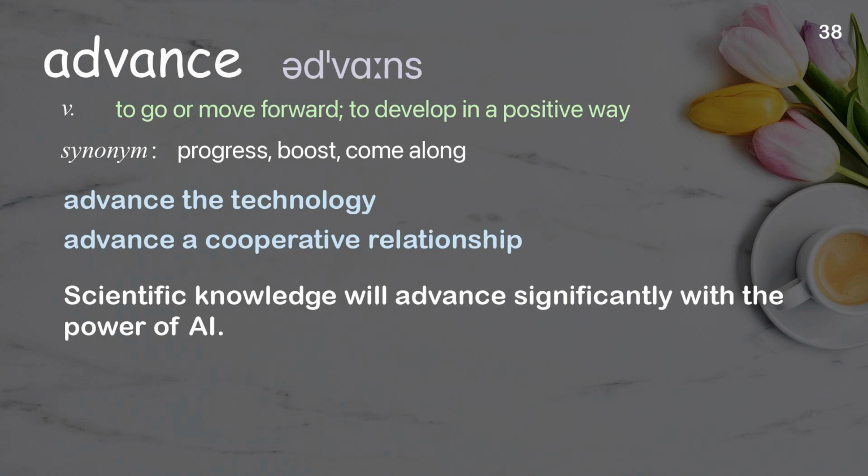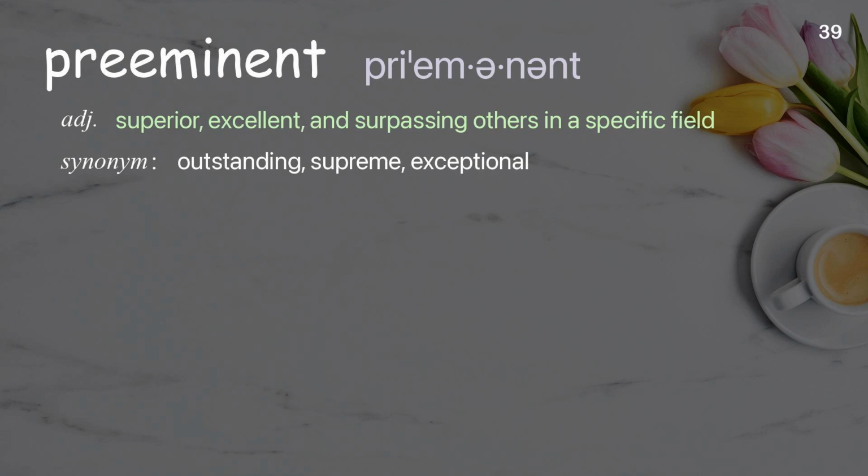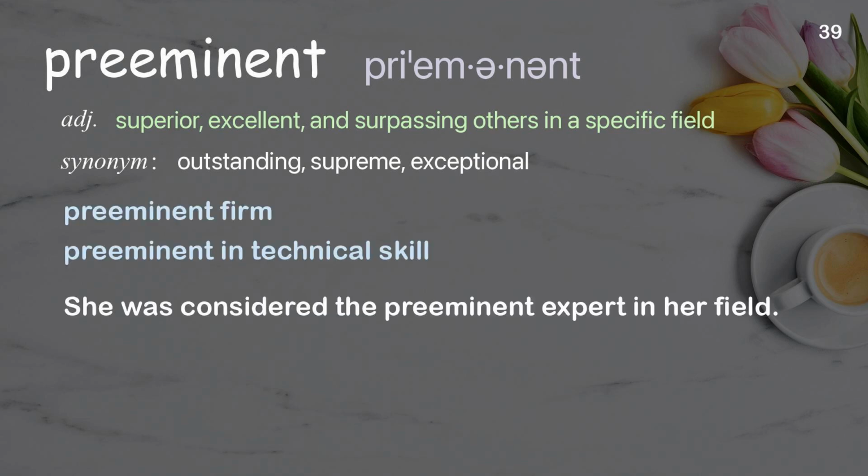Preeminent. Superior, excellent, and surpassing others in a specific field. Examples: Preeminent firm. Preeminent in technical skill. She was considered the preeminent expert in her field.